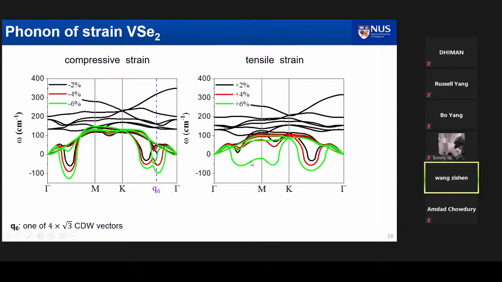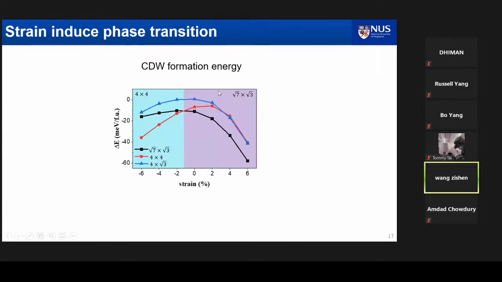While for the tensile strain, wide and deep dips appear along the high symmetry path, which indicates the structure is very unstable under large tensile strength. The CDW formation energies are also calculated as a function of the strength. And this time, a very small compressive strength, around 1%, can induce the phase transition from √7/√3 to 4/4.